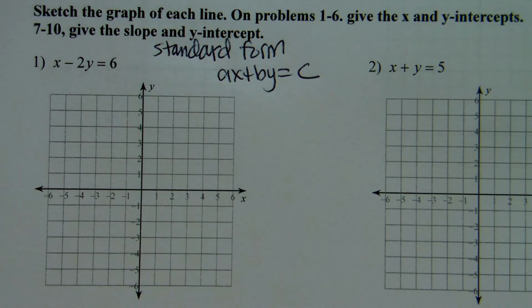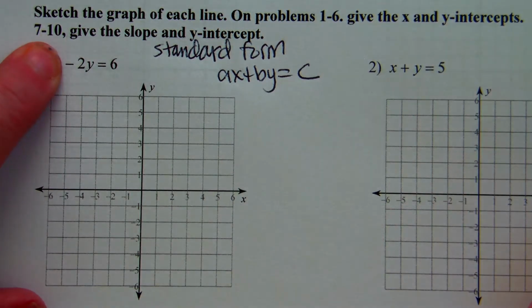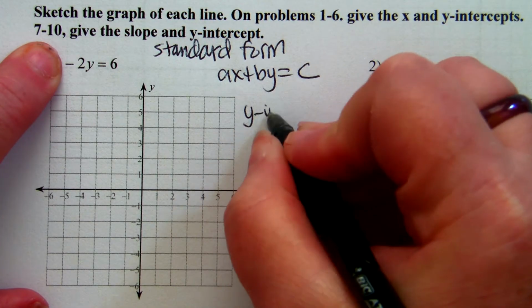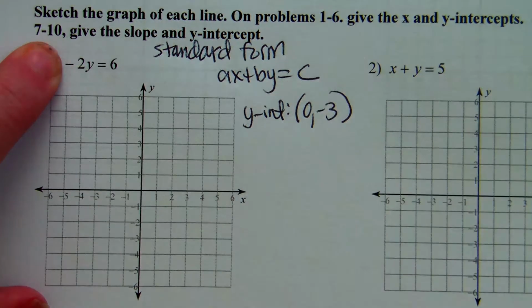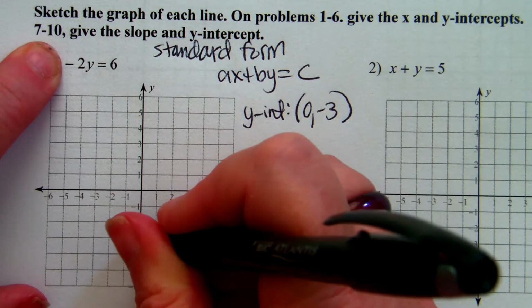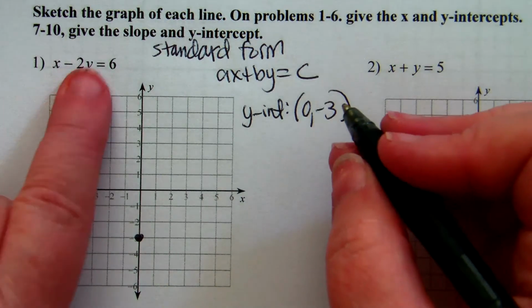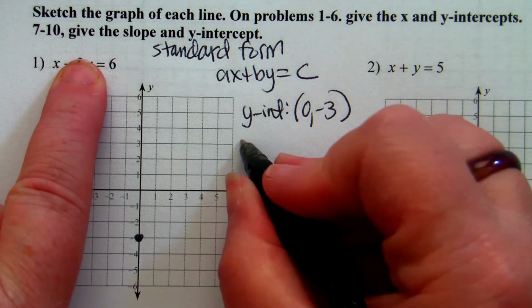And what you do is you make x 0. So I cover it up. And when x is 0, what's y? You solve that equation and you get -3. 6 divided by -2 is -3. So (0, -3) is the y-intercept. And for the x-intercept, you make y 0, so you cover it up, and it says x equals 6.